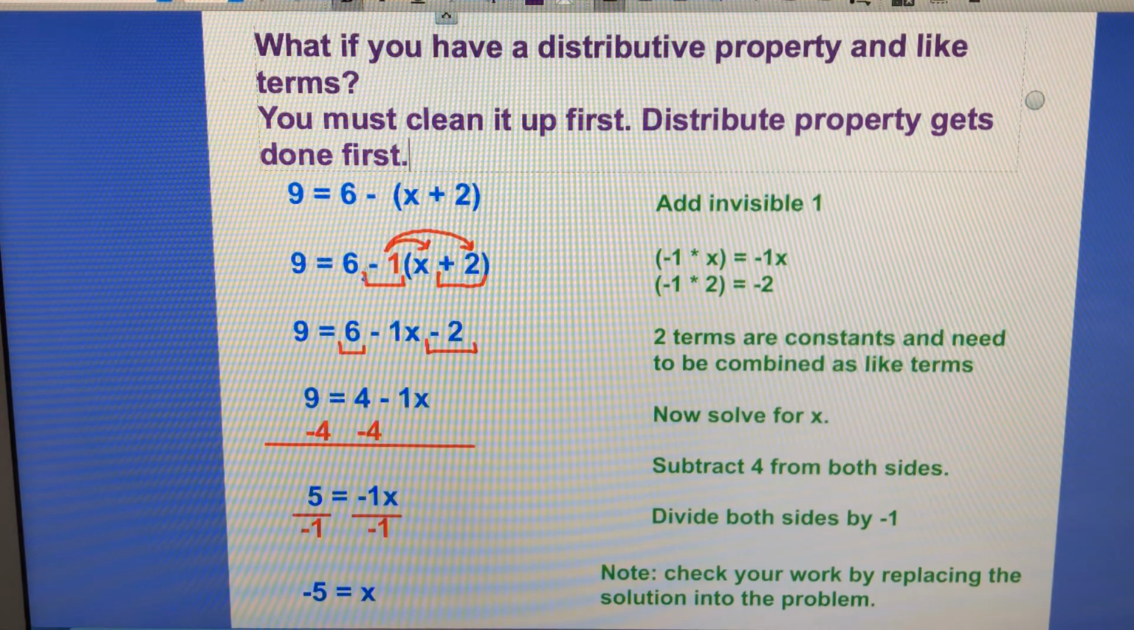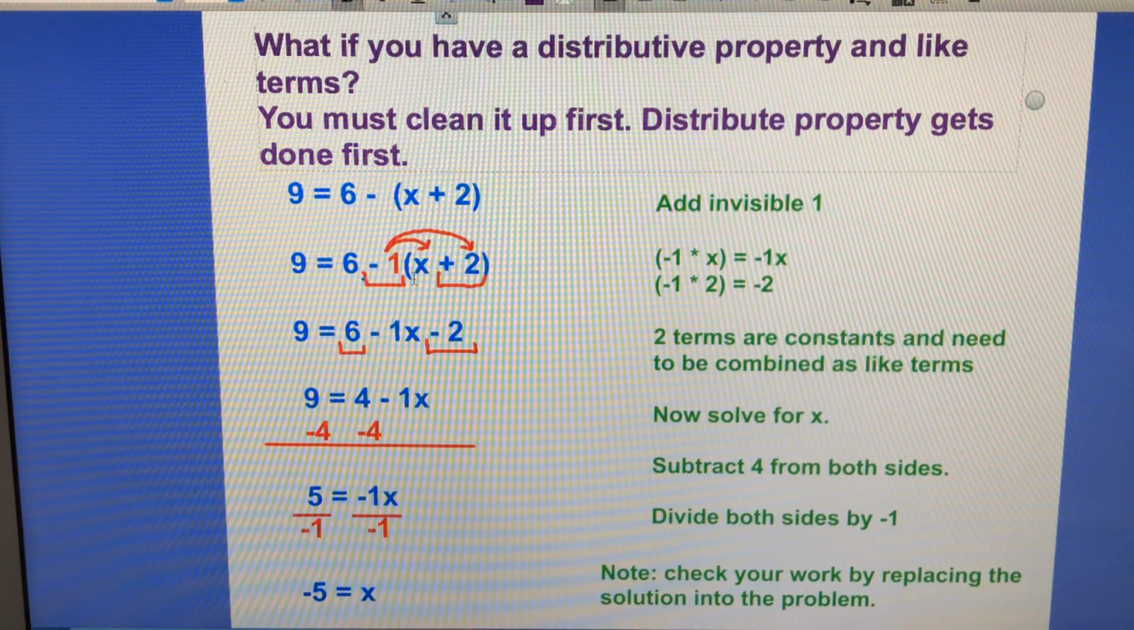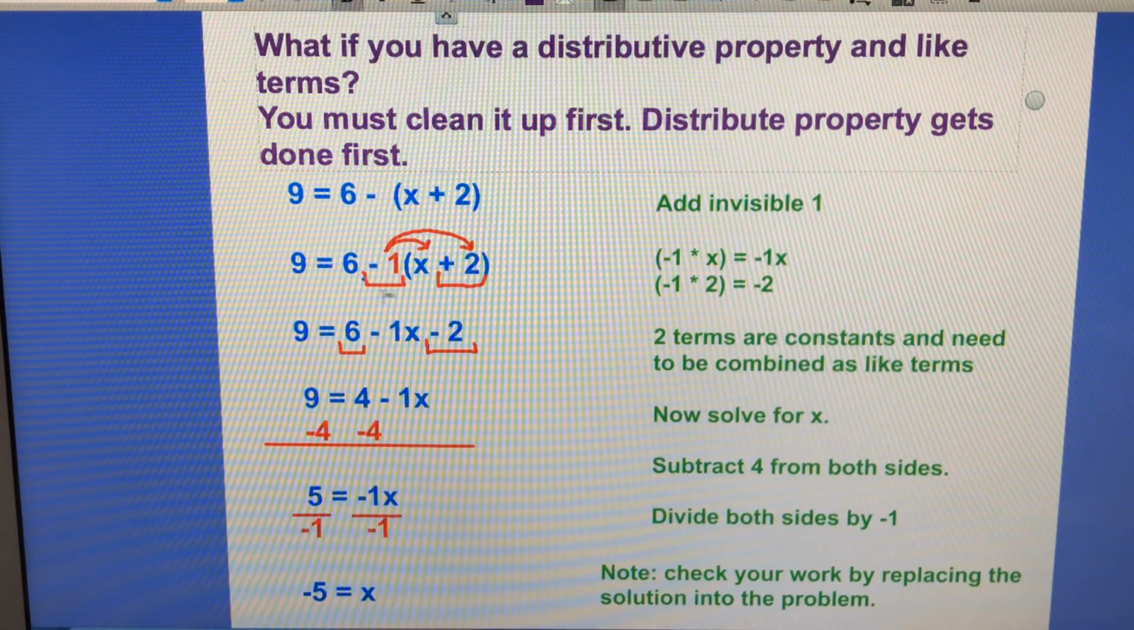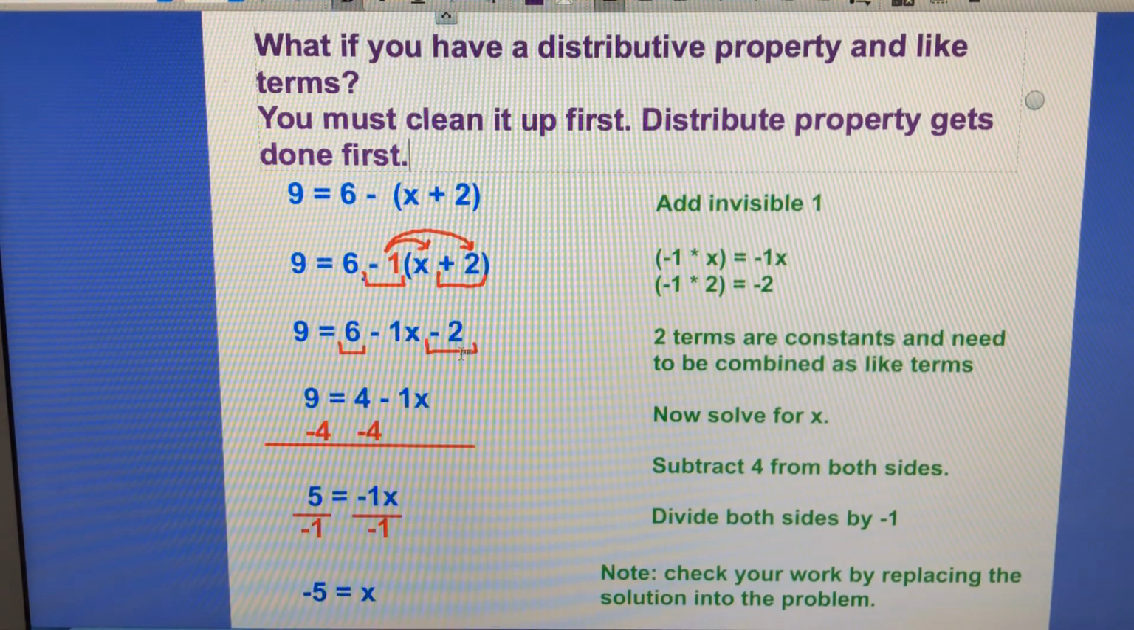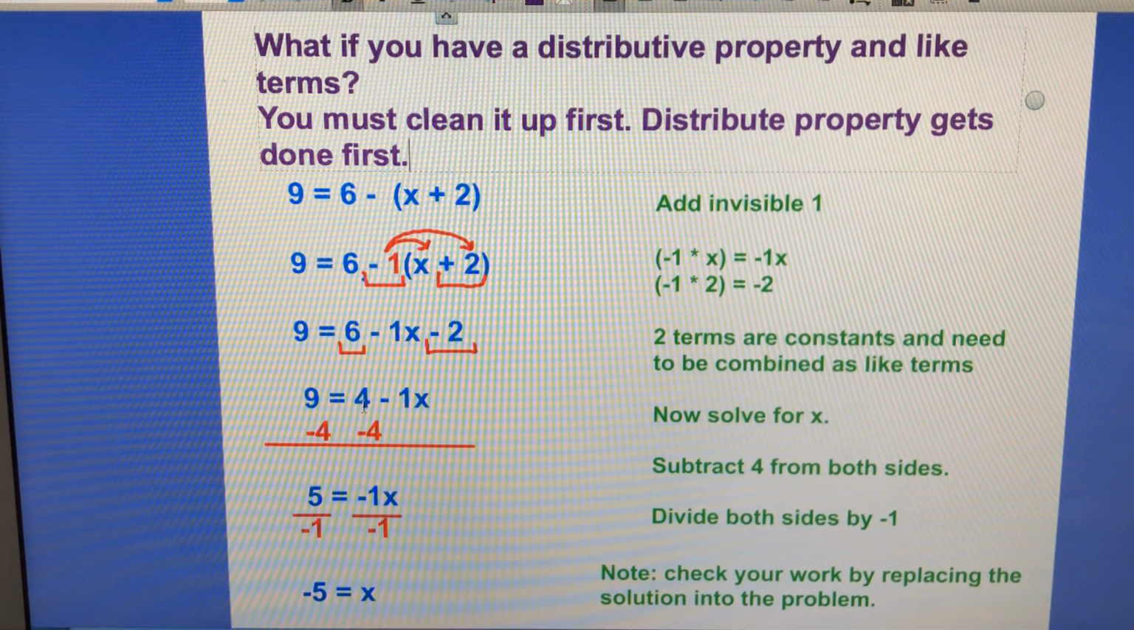I now have negative 1 times x, which is negative 1x, negative 1 times a positive 2, which is negative 2. 6 minus 1x minus 2. 6 and negative 2 are my constants. Combine them together, I get a positive 4 minus 1x. I'm not done. I need x to live alone. So I still need to get rid of the 4. It's positive. Subtract 4 from both sides.